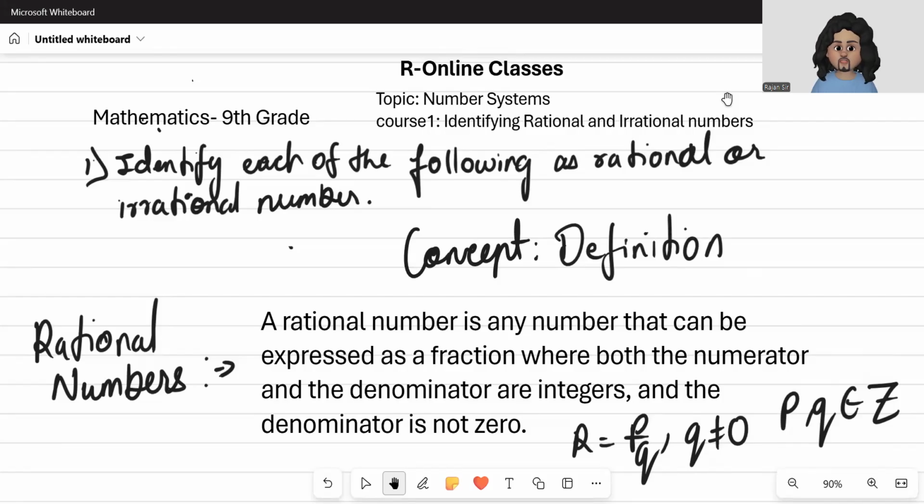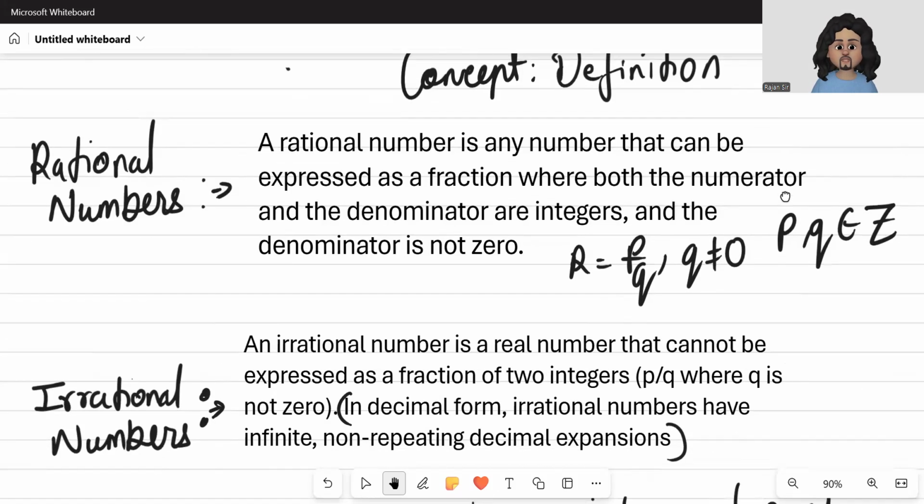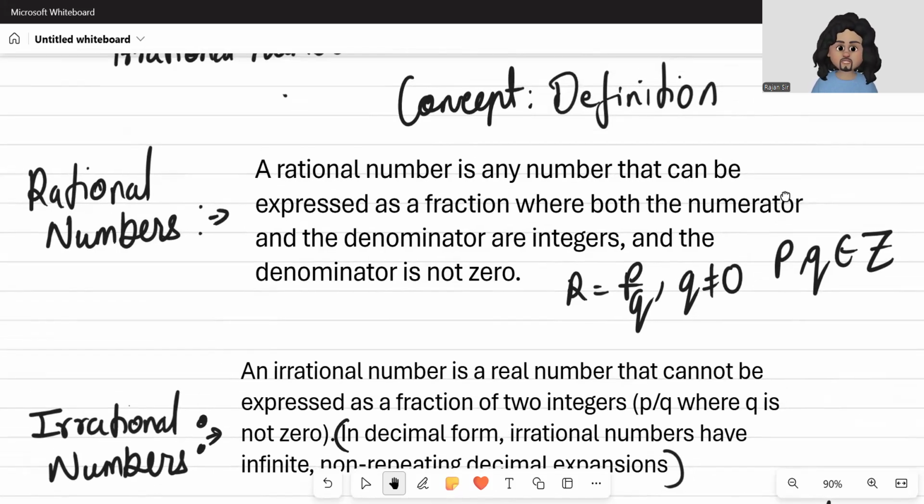Hello and welcome to our online classes, and today we'll do number system. In this particular video you will learn how to identify rational and irrational numbers and what to write in exams so that you get full marks. But before we go ahead, let's understand the concept here. The concept is the definition of rational and irrational numbers.